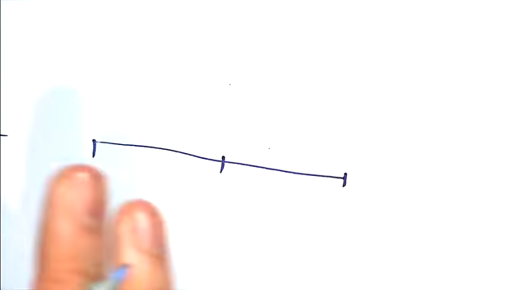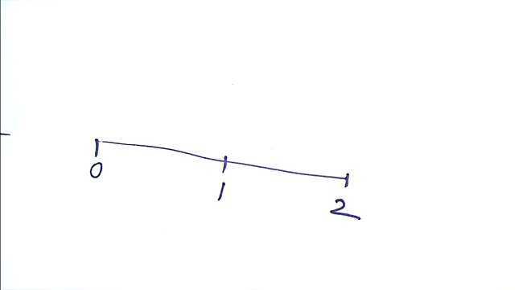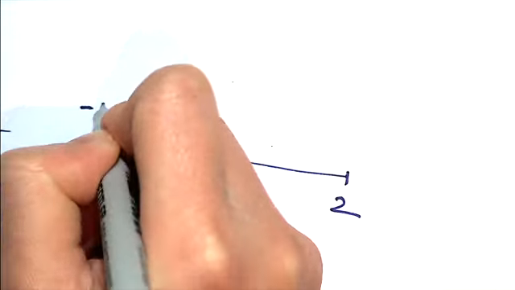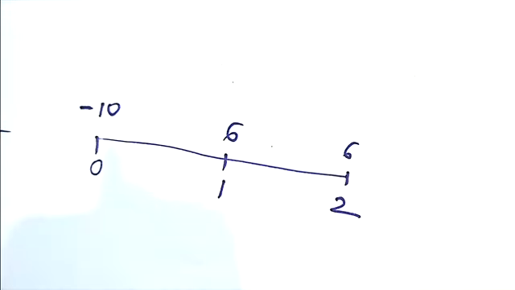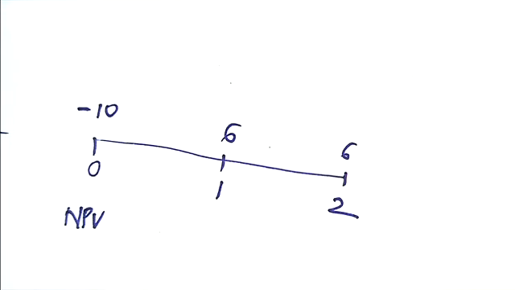So let me draw the timeline for you for project A and B, and we see how we go, right? So if you look at project A, here, it is a 2-year project, 0, 1, and 2. And then, I'm not sure if I remember exactly the cash flow. Is it minus 10, 6, and 6? Okay. And then we can calculate the NPV at time 0. Agree?